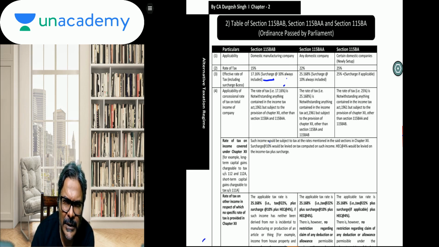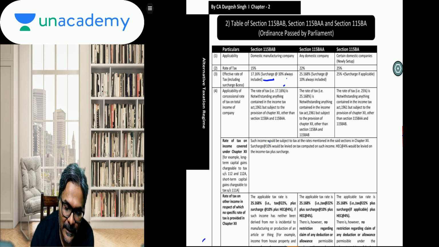I'll give you those things in writing. I'll give those conclusions in writing when I finally do with you the individual and HUF taxation. At that point of time, I'll let you know, and we will conclude this particular part as well. Can you see the rate of tax, students? 15, 22 and 25. This is the base rate.